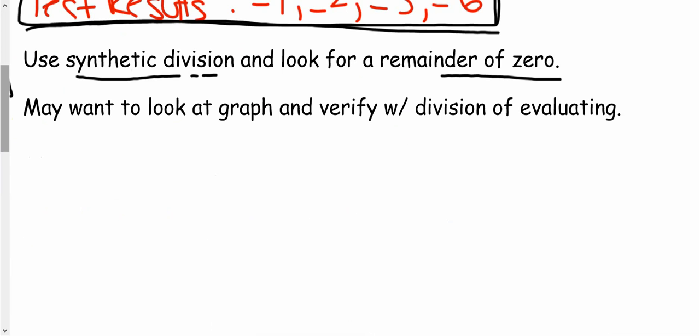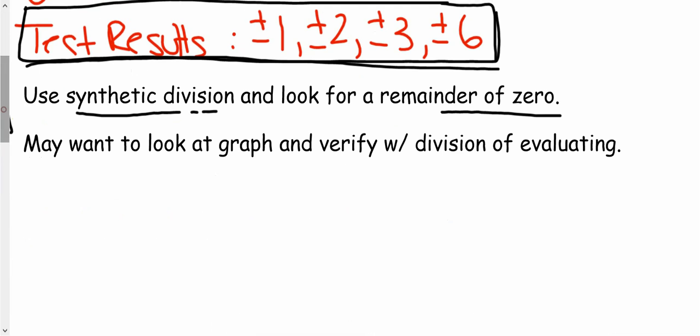If we do synthetic division with one of our possible test results here, -1, -2, any one of those numbers, if we're able to go through and get a remainder of 0 when we do synthetic division, that means that the number we have chosen to use is a factor of the given polynomial.